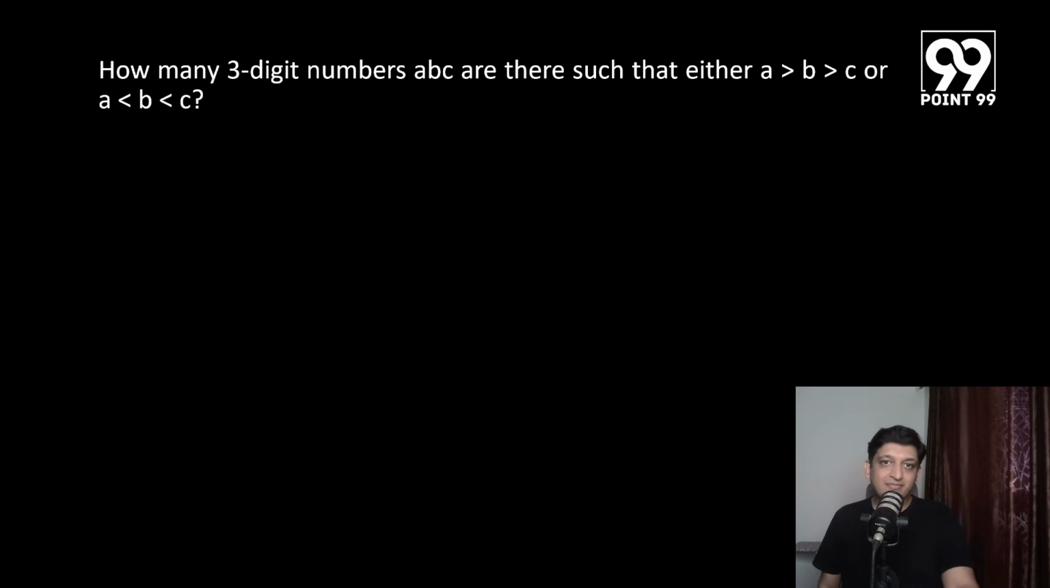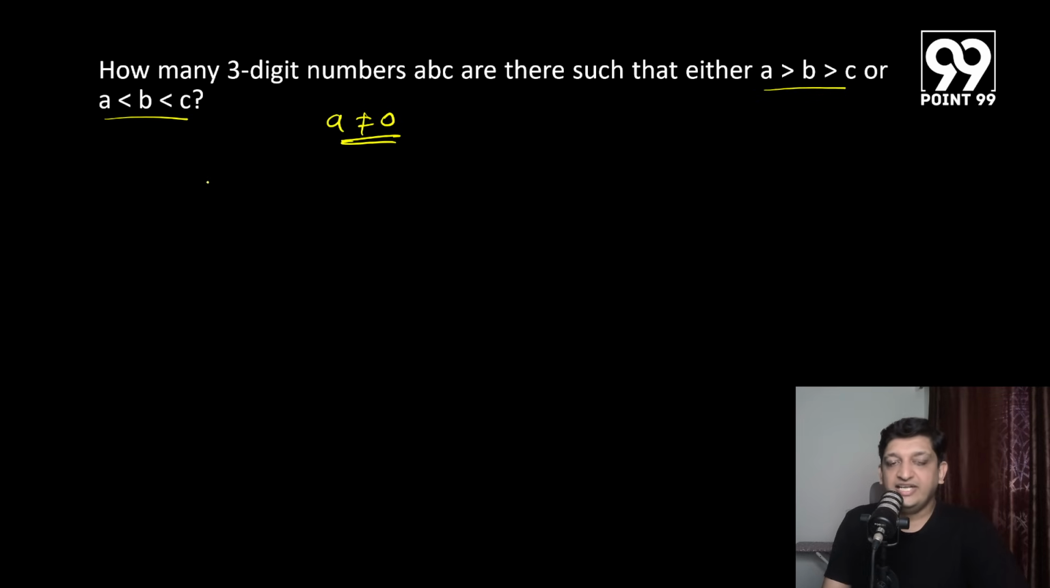How many 3-digit numbers ABC are there such that A greater than B greater than C or A less than B less than C? Now in this case, you will have to use a certain number of cases, and that will get you the answer very nicely. So let's see what we can do here. Now A greater than B greater than C or A less than B less than C, and 3-digit numbers are there, so A cannot be equal to 0.